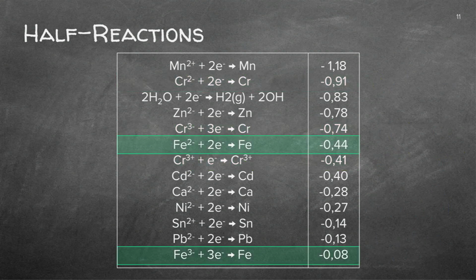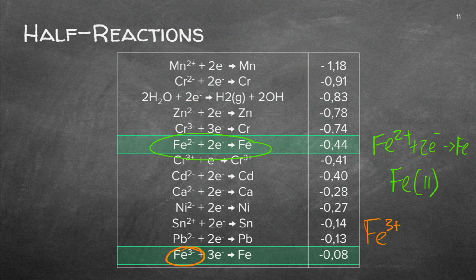Finally, have a look at the iron. And again, there's a few others that also have 2 or 3 types. I've got here iron 2 plus plus 2 electrons giving me iron. And you know that will thus be this iron. And at the bottom, I've got the 3 plus. And can you see that is different to the one at the top? So make sure, guys, that you've got the correct iron that you are working with.